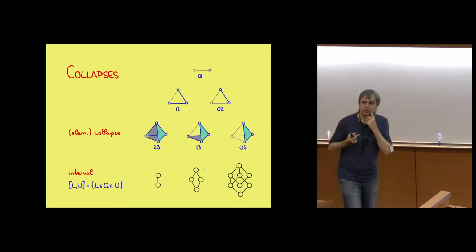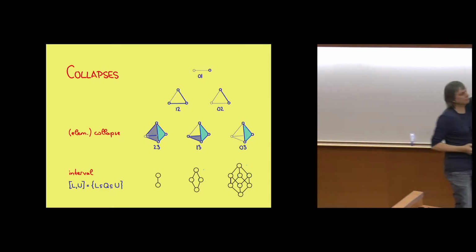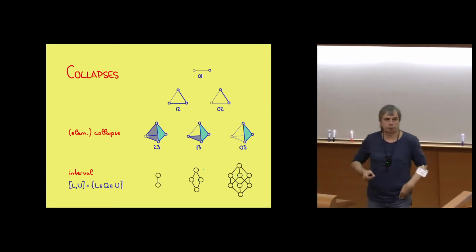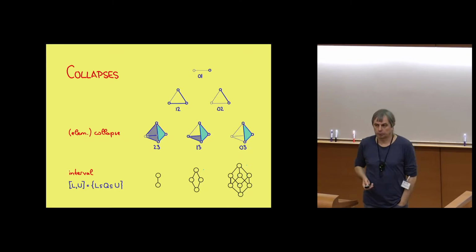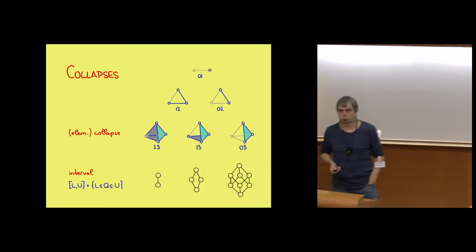And this is a general pattern. So if I go to higher dimensions, intervals, when I look at this Hasse diagram of the interval, is always a skeleton of a cube of the appropriate dimension, which tells me that the number of simplices involved is always a power of 2.